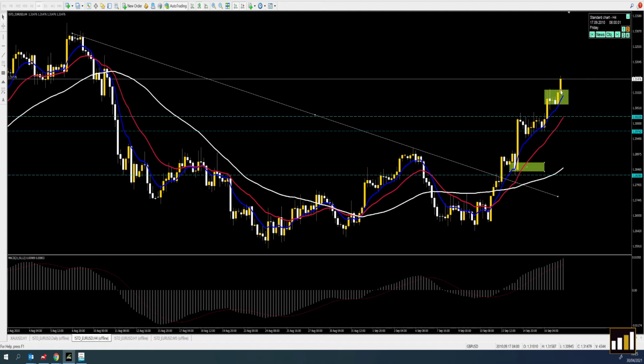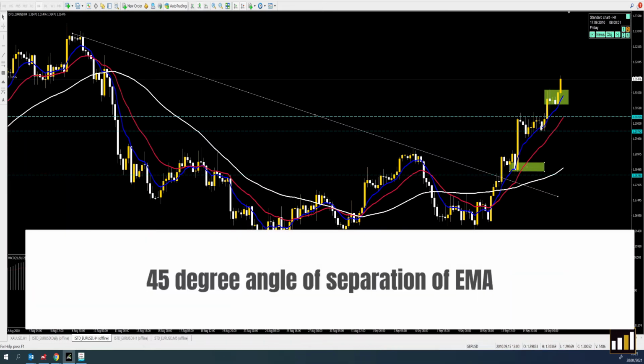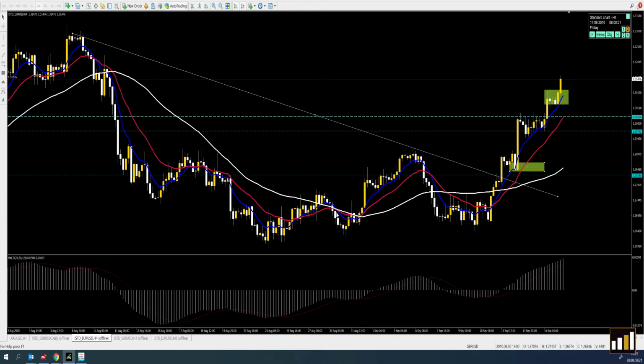We have the bullish bar going up. We have the histogram making higher highs. And another thing that we need to take notice of is that our EMAs need to be flared out at least at a 45-degree angle here. If it's this narrow sort of angle, then we are not happy at all with this for trend trading.